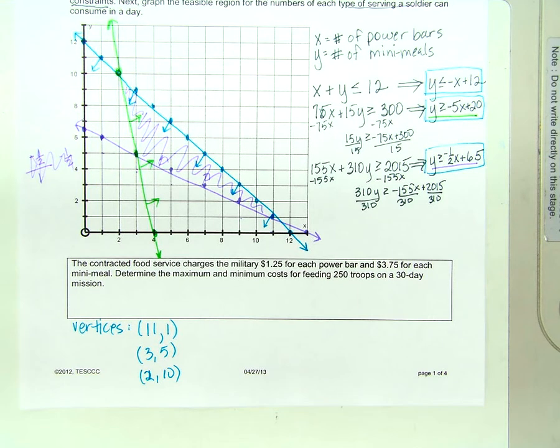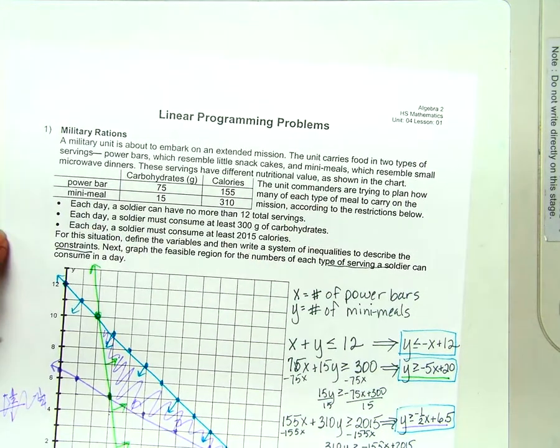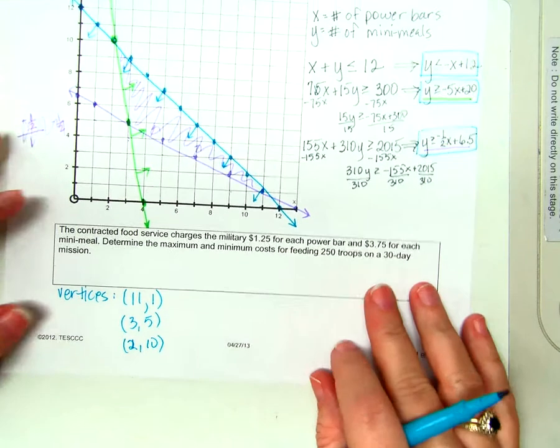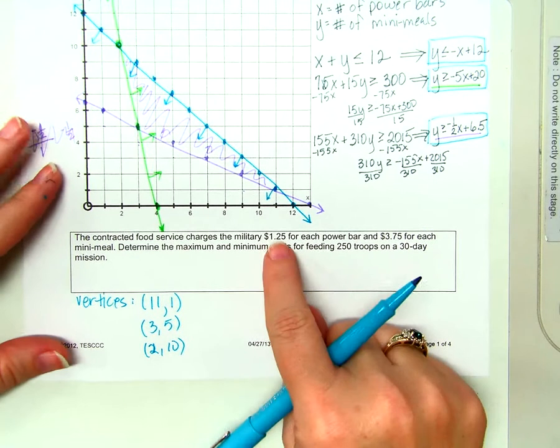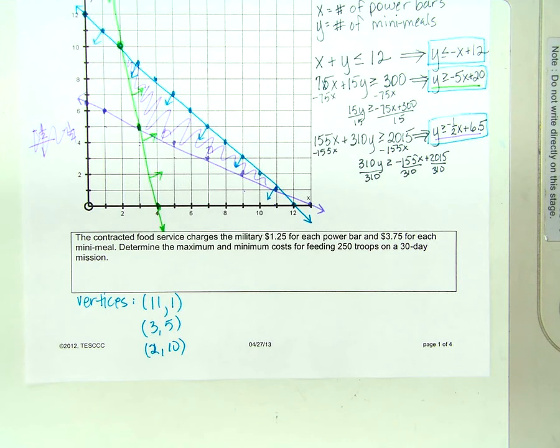What am I supposed to have now to help me figure out what the answer is? Some sort of other equation, right? But you told me a minute ago I used all the stuff up here. Oh, there's stuff below. Do you see the equation right here? A contract? That's not like a disease. The contracted food service charges the military $1.25 for each power bar and $3.75 for each mini meal. Determine the maximum and minimum costs for feeding 250 troops on a 30-day mission.